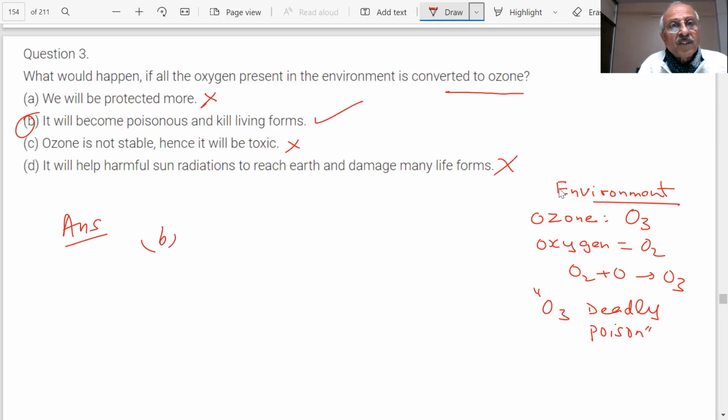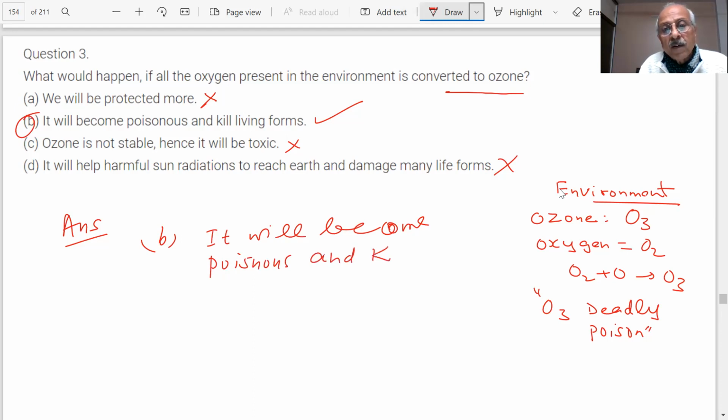It will become poisonous and kill living forms. That is the correct answer. B is the correct answer given by the students, and students are getting 1 full mark for that.